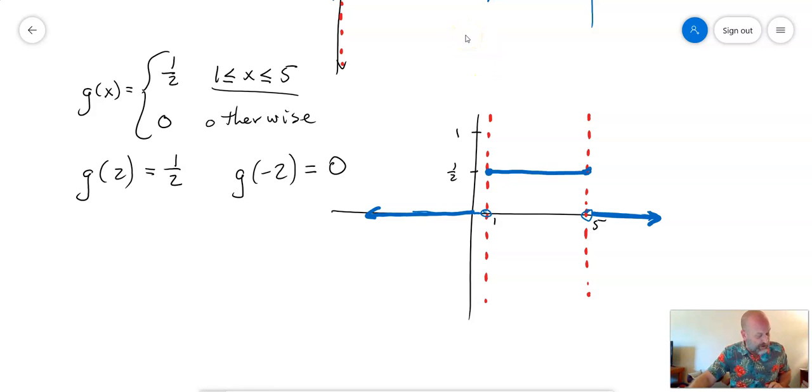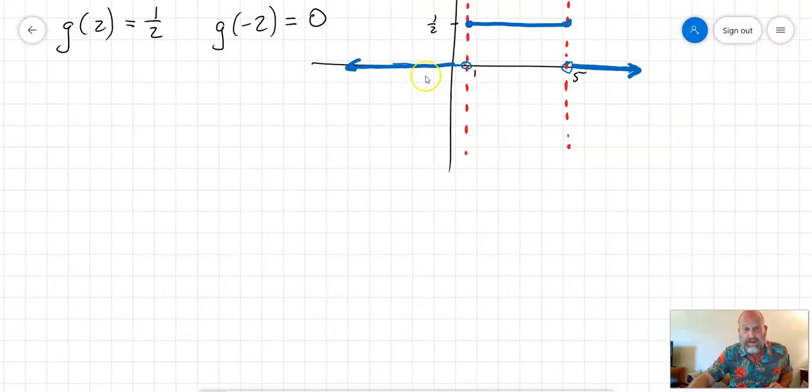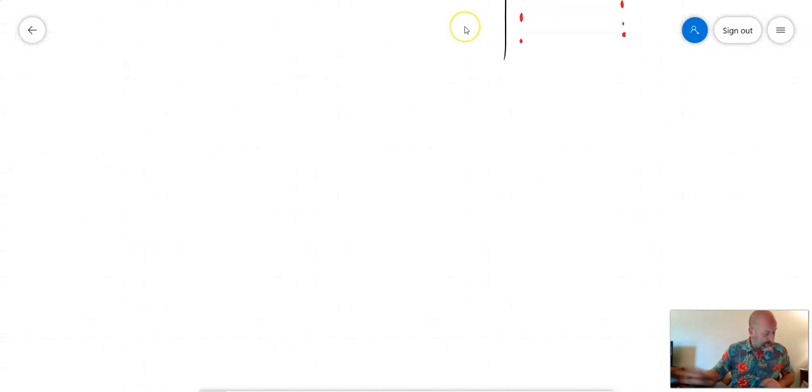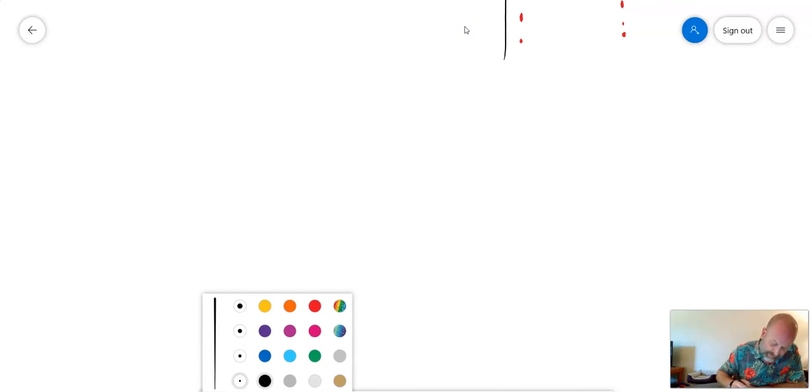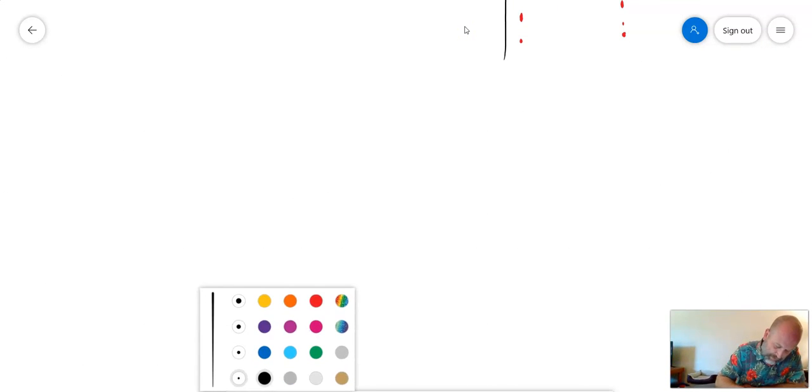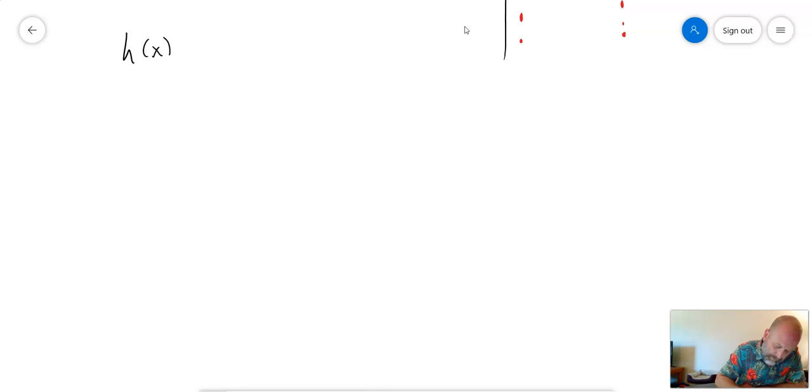Sometimes these piecewise functions are defined discretely, right? So sometimes you end up with things that look like this. Let's say this is equal to -2 when x is equal to 1, 2, or 3, and it's equal to 0 otherwise.